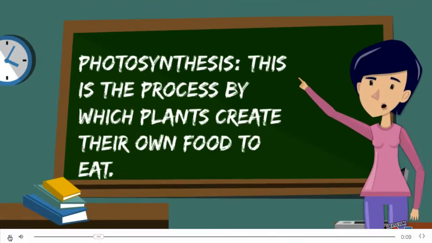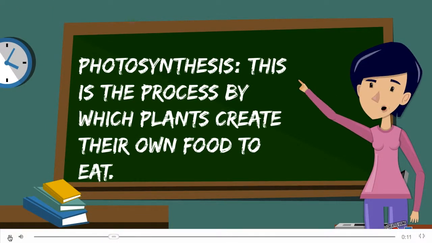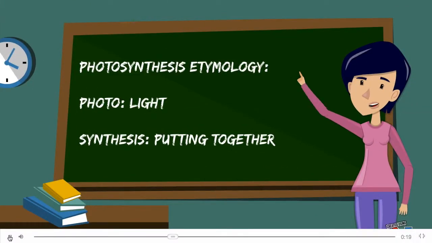Photosynthesis. This is the process by which plants create their own food to eat. Next, let's take a look at photosynthesis etymology. Photo comes from the Greek for light, and synthesis comes from the Greek for putting together.